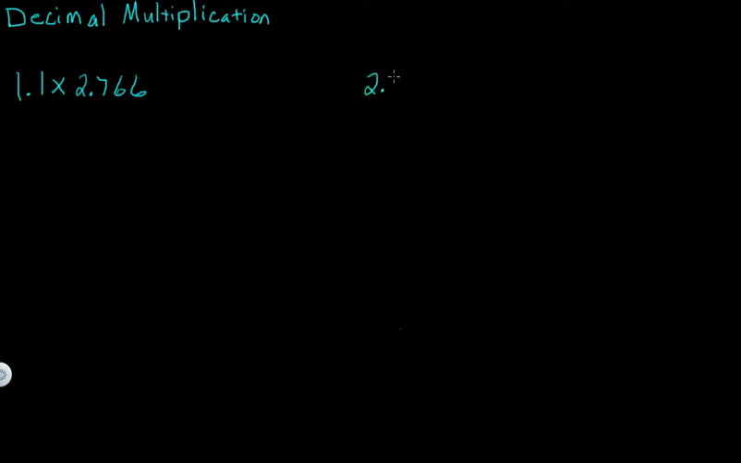So we can say 2.766 and then we're going to right align, meaning we're going to align this one to the far right like this. And this is how we set up our multiplication. So here 1 times 6 is 6, 1 times 6 is 6, 1 times 7 is 7, 1 times 2 is 2. Now we started with this one.